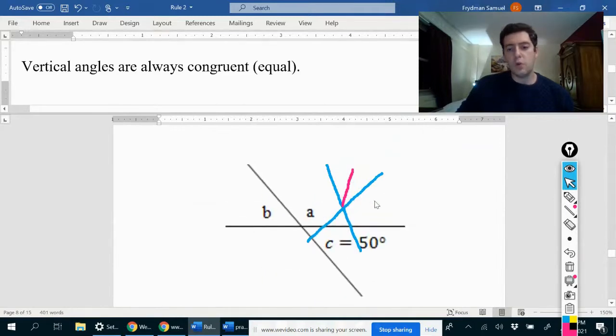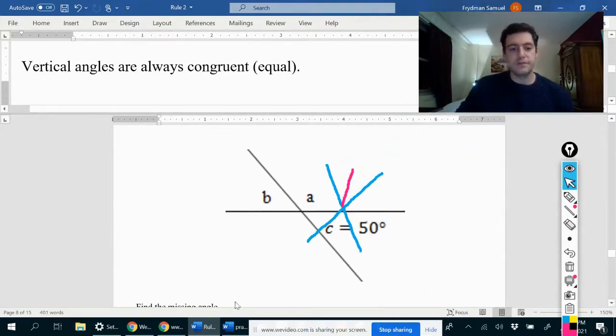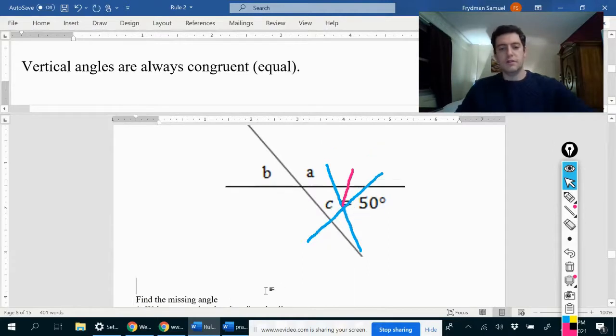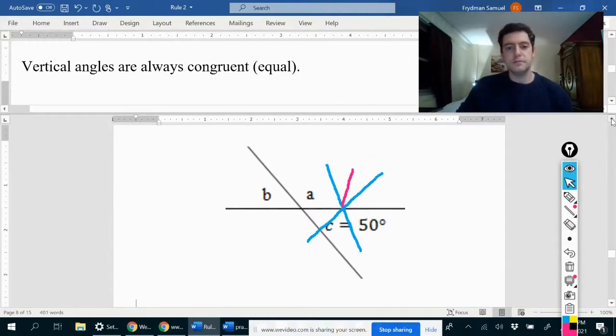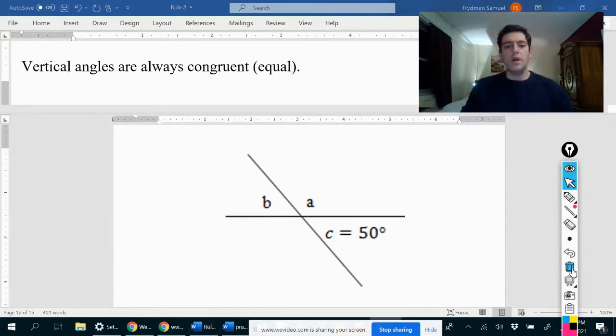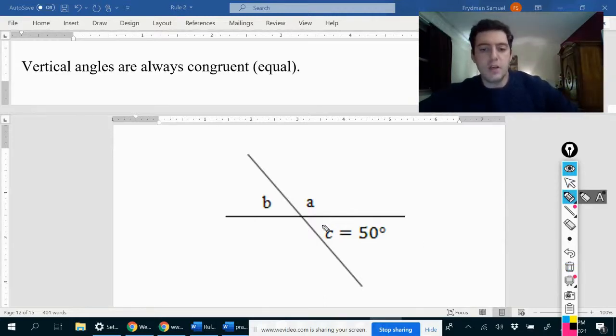Let's try to figure out why that is. Okay, so let's look at this example. So I'm telling you over here that angle C is 50 degrees. Now you can see that angle C and angle B are vertical.